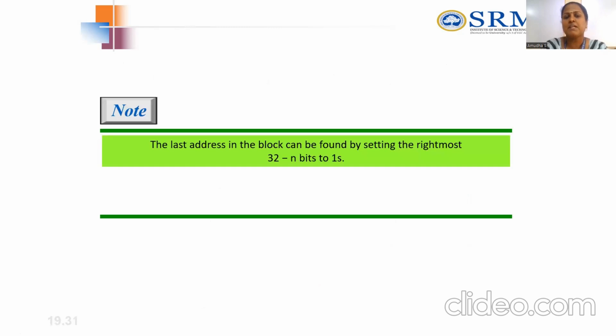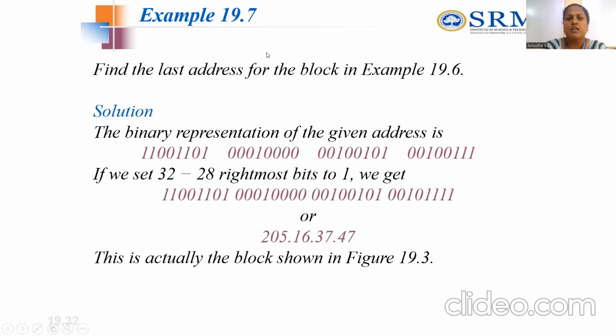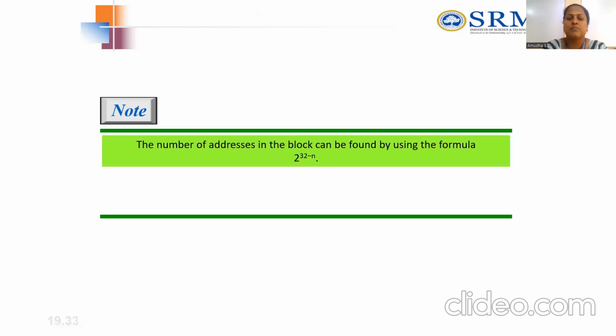Similarly, the last address in the block can be found by setting the rightmost 32 minus n bits to 1. So consider the same IP address. 32 minus 28 is 4 bits. So the rightmost 4 bits are changed into 1. We will get the corresponding decimal notation .47. So 205.16.37.47 is the last address for this network.